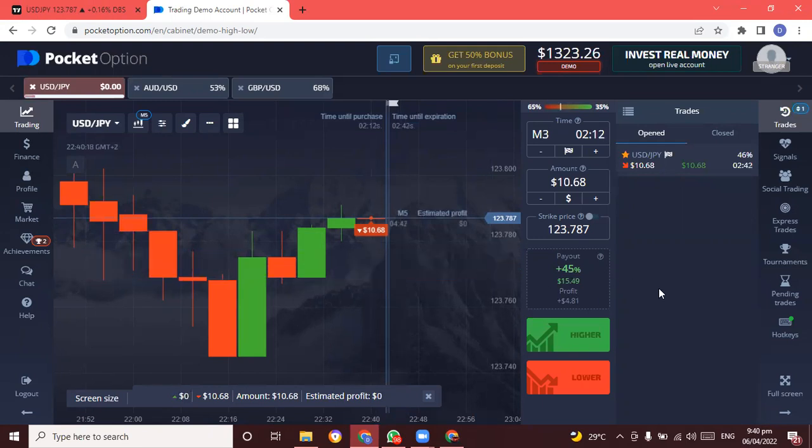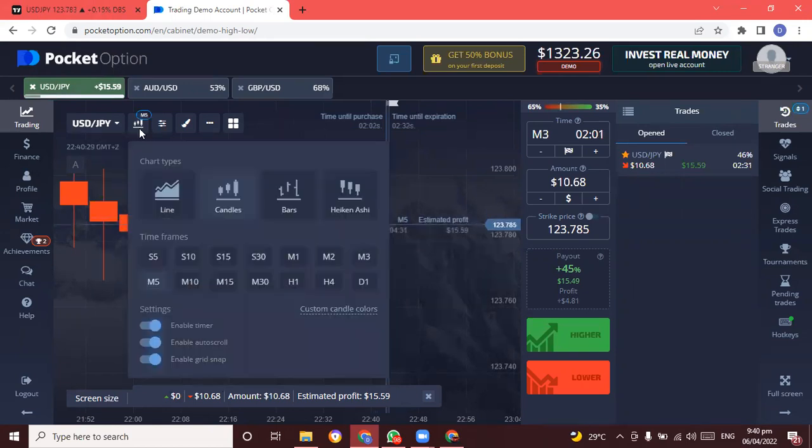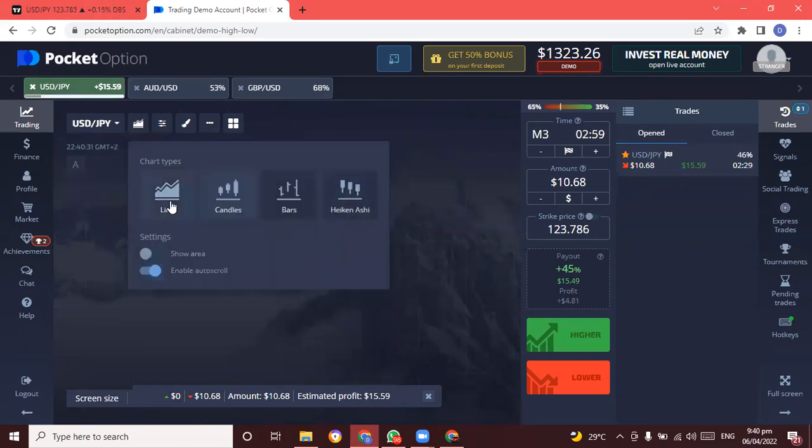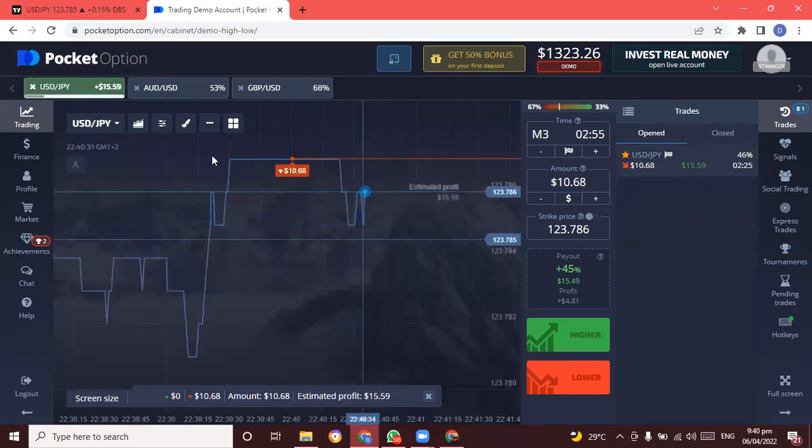You can see that is how simple the strategy is. Can you see? For you to understand, let me put it. Can you see? This is my entry.